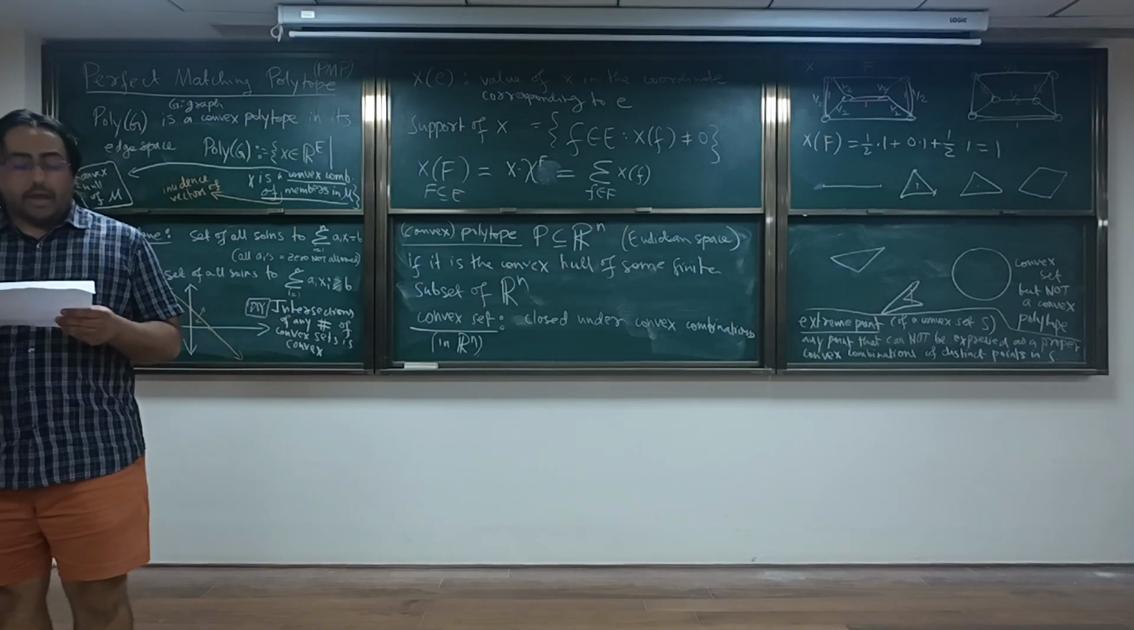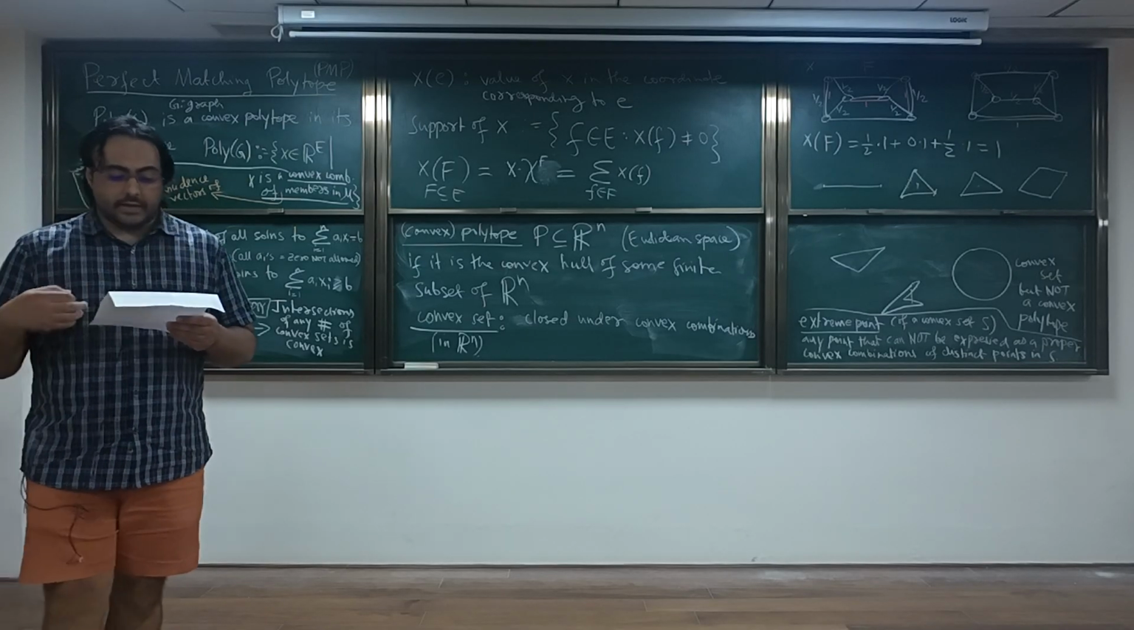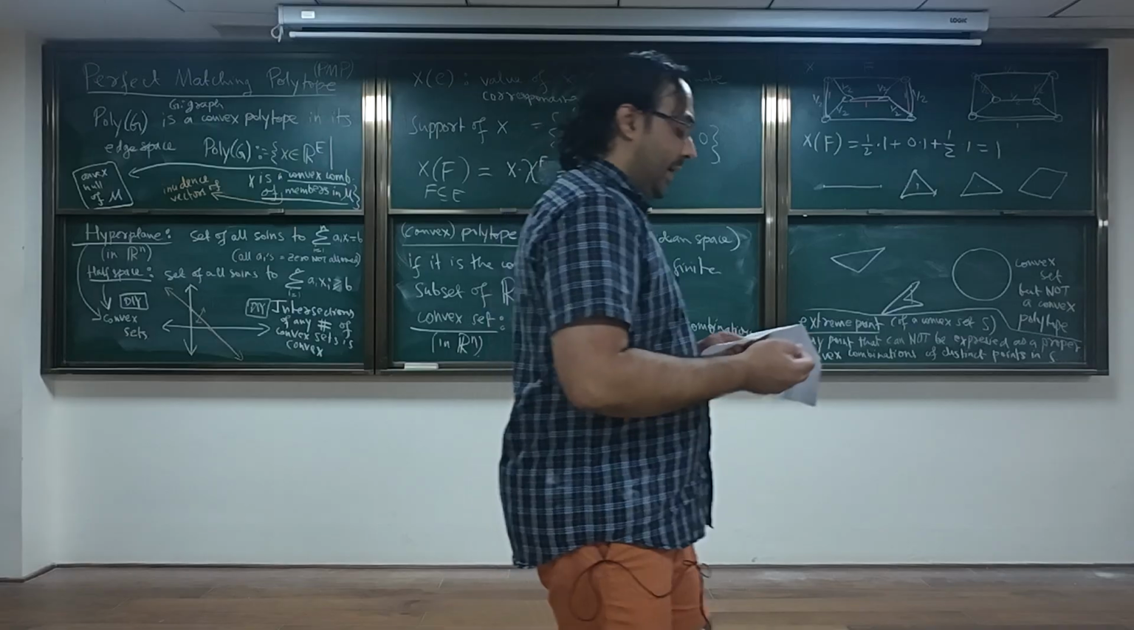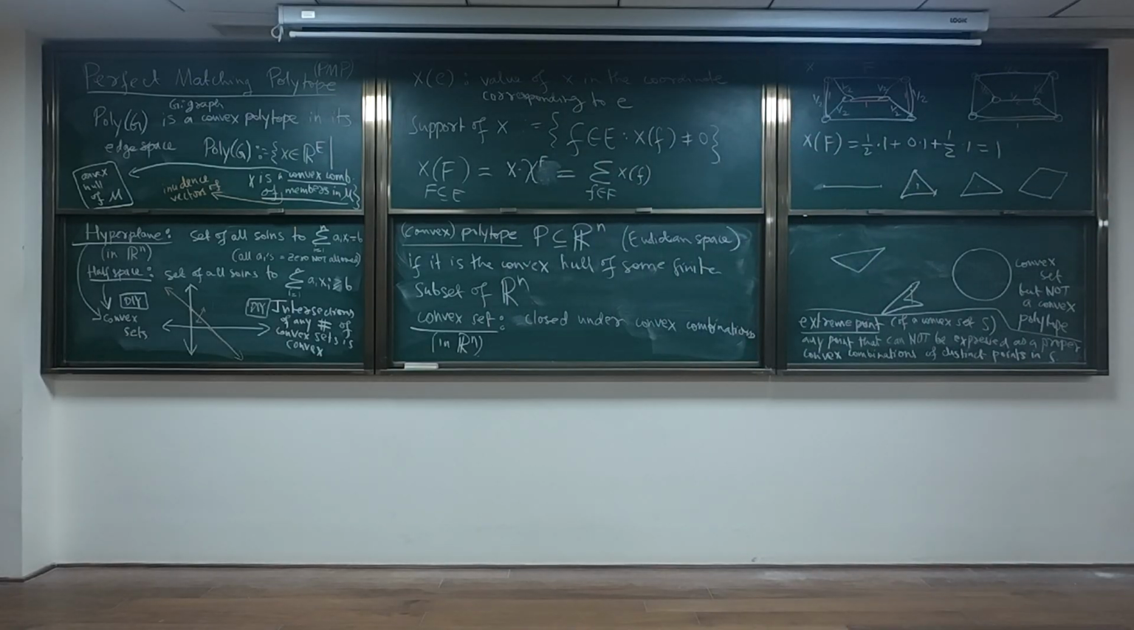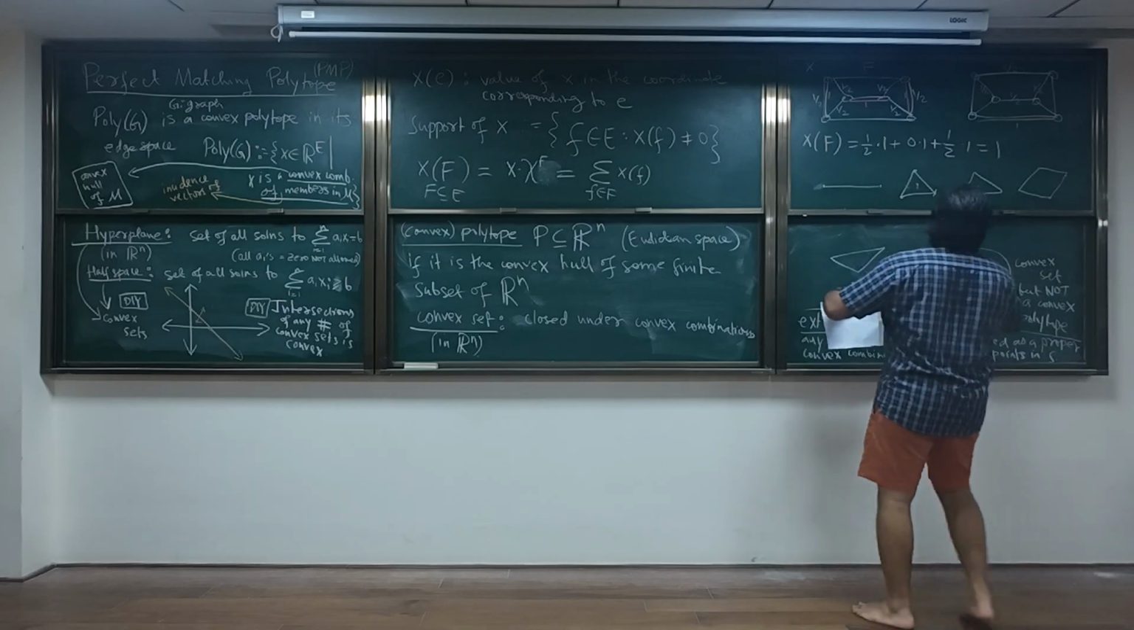Good. And therefore, it follows that the set of all solutions to a system of linear inequalities is a convex set. Because for every inequality, the solutions correspond to a half space, which is a convex set. And now I have a system of linear inequalities, so I'm just taking an intersection of a bunch of convex sets. So therefore, let's just write it down.